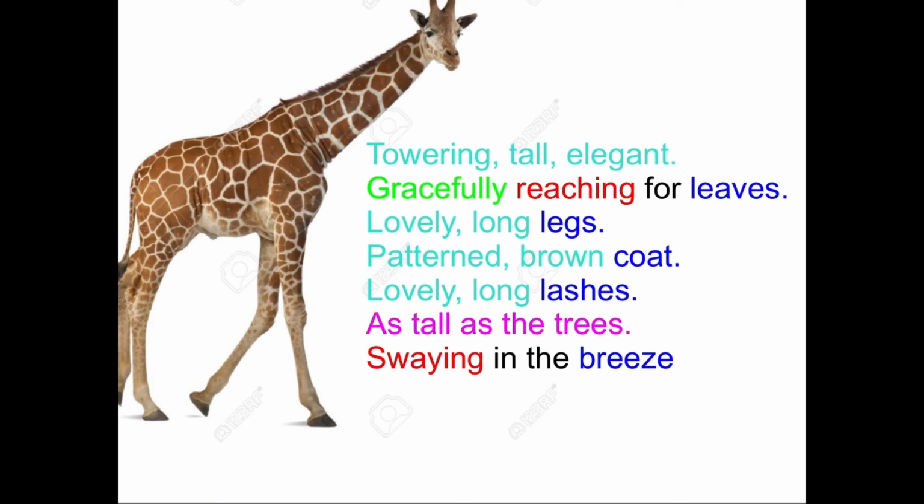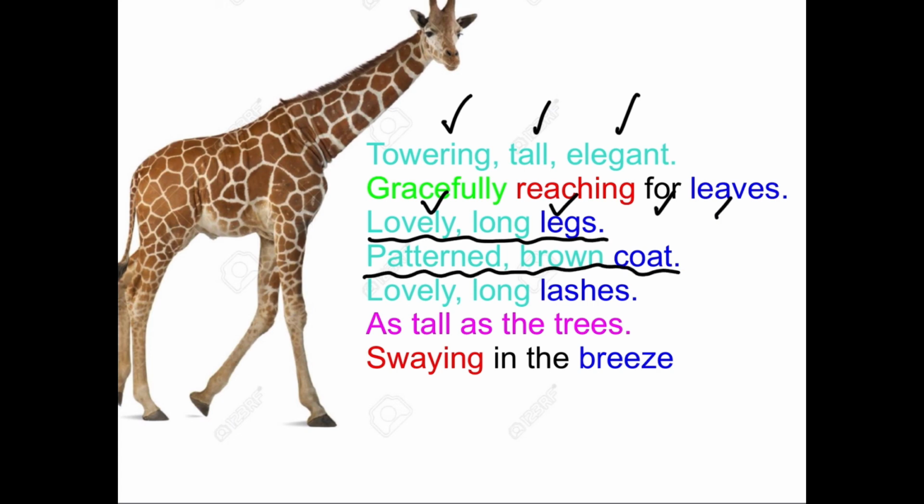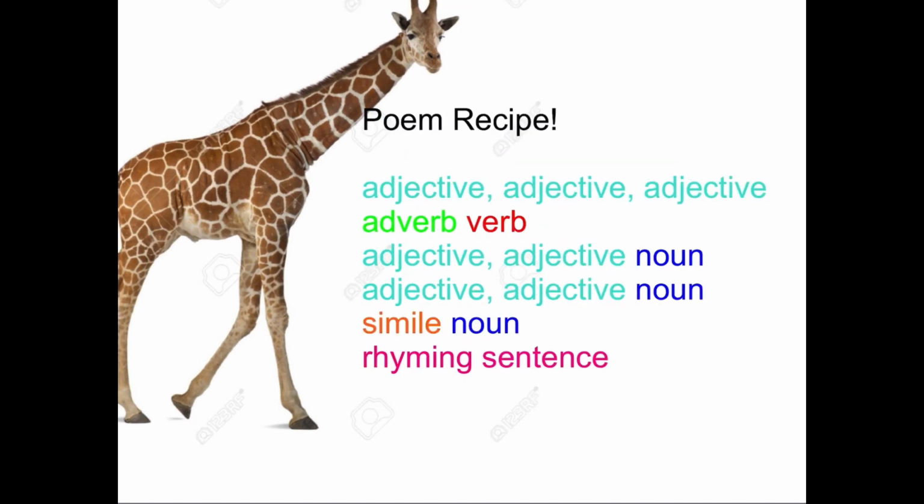So we've got towering, tall, elegant, gracefully reaching for leaves, lovely, long legs, patterned brown coat, lovely, long lashes, as tall as the trees, swaying in the breeze. So you might have noticed that I managed to get a rhyme in there with trees and breeze, and my simile was as tall as the trees. So you can have a go as a challenge to try and use that recipe to have another poem.